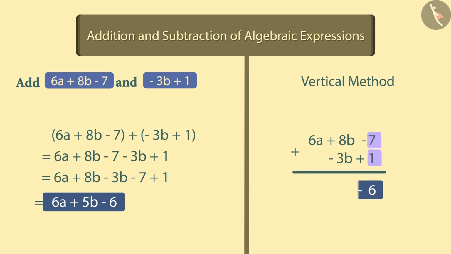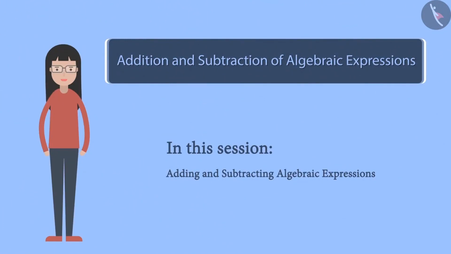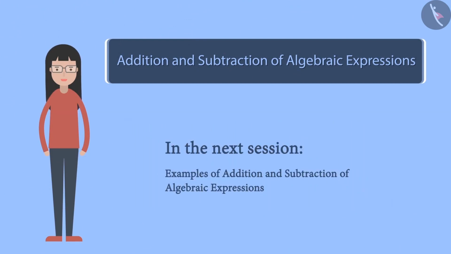First, we will add the terms of this column. Since in our second expression there is no term with a factor, there is no term below 6a. So, we will write this 6a this way. This is our last answer, which is exactly like this. In this session, we looked at the concepts behind adding and subtracting algebraic expressions. In the next session, we will understand it better with some examples.